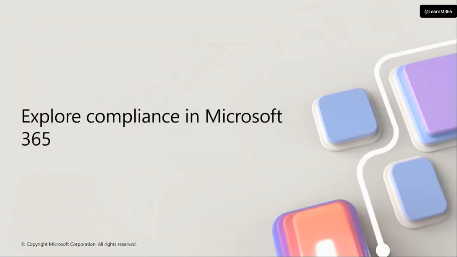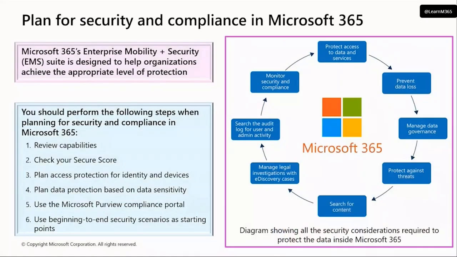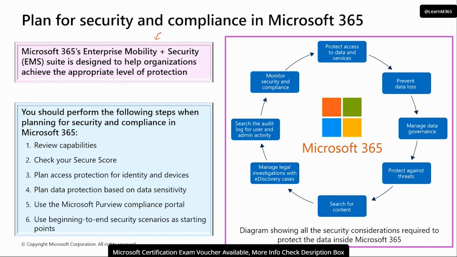Within that, let's explore compliance in Microsoft 365. Plan for security and compliance in Microsoft 365. First of all, we have EMS. EMS is a suite that is designed to help organizations achieve the appropriate level of protection. So basically, it is a suite of advanced services. Okay, and we get this in the Microsoft 365 license. We can have this.